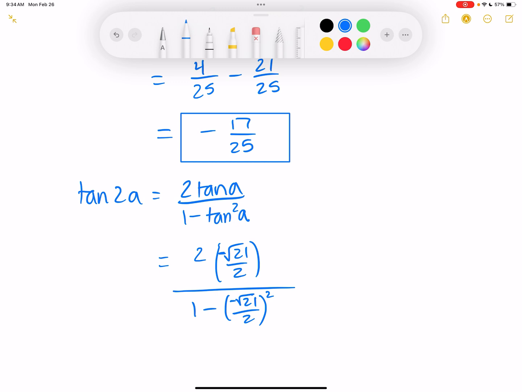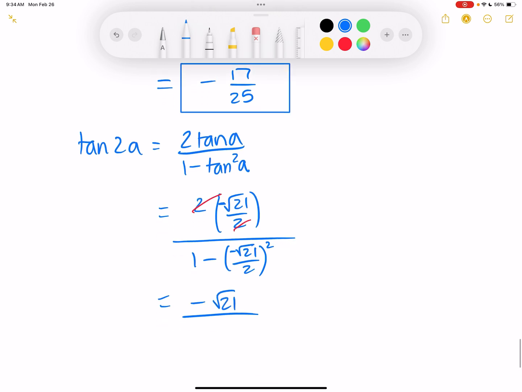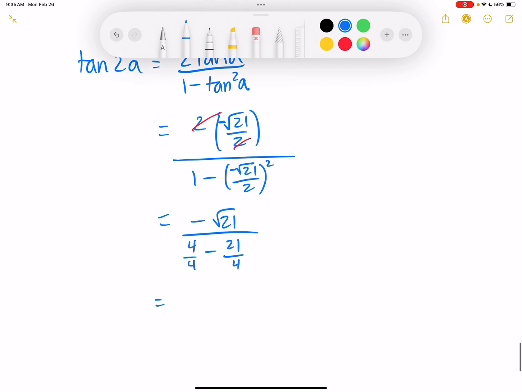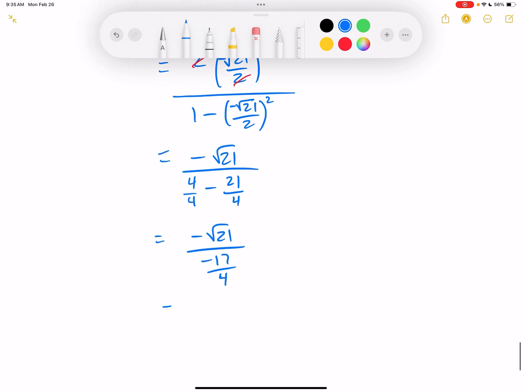So on top, the 2's cancel. So I'm just left with negative root 21 over, on the bottom, 1 minus 21 over 4. I'm going to rewrite the 1 on the bottom as 4 over 4. So negative root 21 over negative 17 over 4. Then keep, change, flip, it's going to become positive. So 4 root 21 over 17.